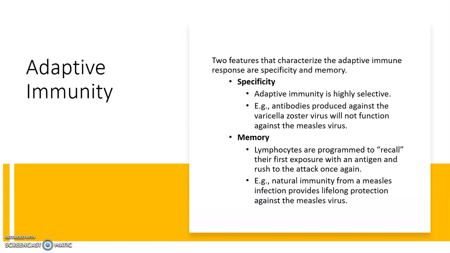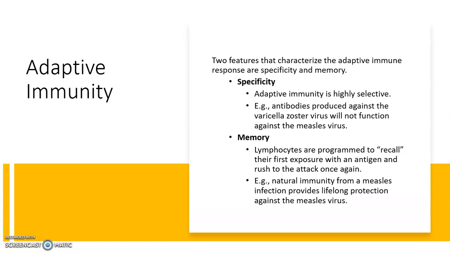Those memory cells will circulate throughout your body, and if you ever get infected with the same pathogen again, the cell lines will become activated right away and start producing antibodies instantly to fight off the infectious pathogen before you even know that you are infected, and certainly before any signs and symptoms come about.